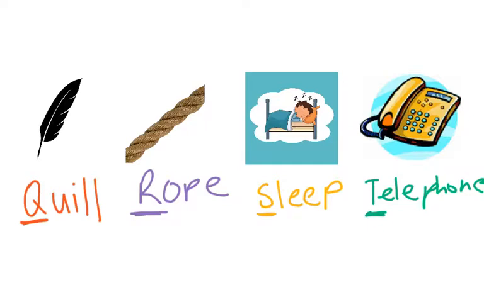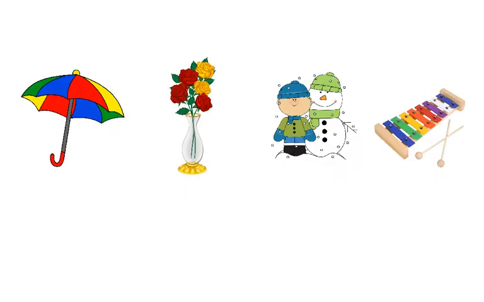Okay, so let's recap and go back and see which letters we've learned. So we've learned Q, R, S, and T. So that's Q, R, S, and T. Those are our letters. Okay, so we're almost to the end. Our next word here is, as you can see, we have an umbrella.